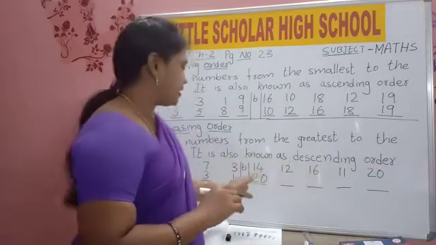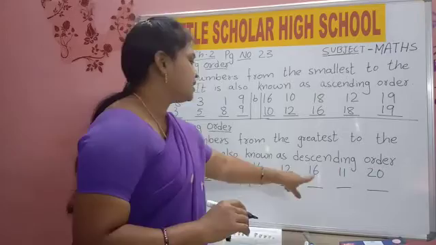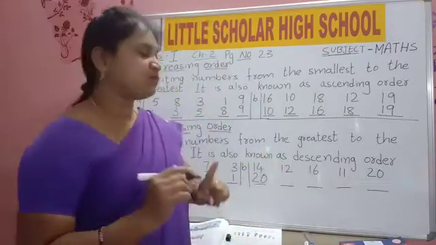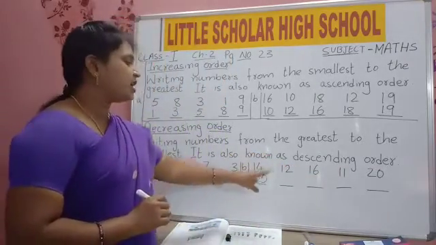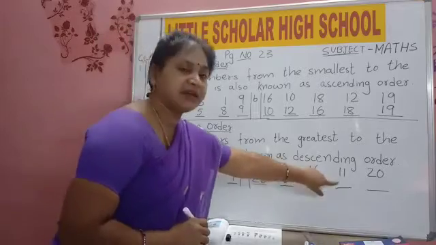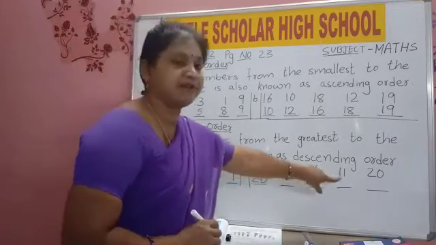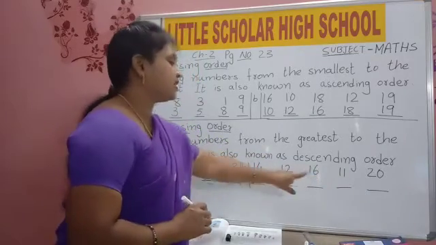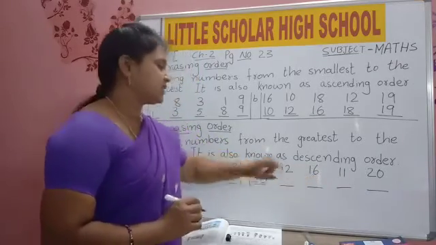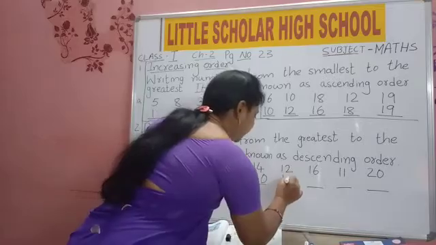4 numbers we will read. 14, 12, 16, 11. In this, which is the big number? 14 or 12? 16 or 11? Yes, 14, 12, 16, 11. In this, 14 is greater or 16 is greater? 16. We will write 16.